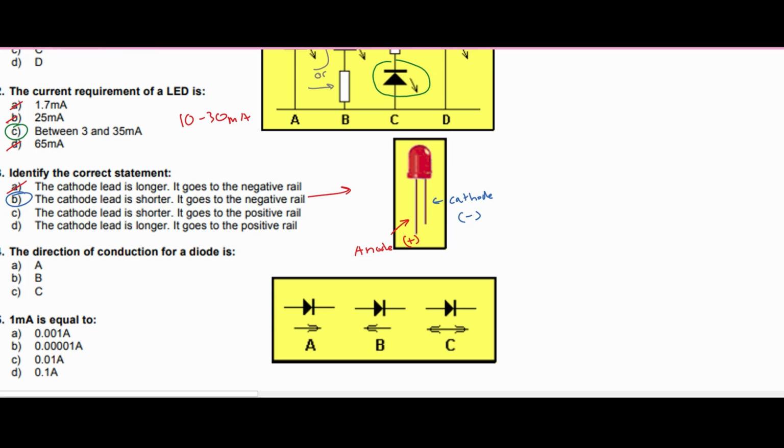If we look at the other ones, for part C, it says the cathode lead is shorter. That's correct, but it does not go into the positive rail, so that's incorrect. And then it says the cathode lead is longer. This is incorrect. So for sure, our correct answer is B.